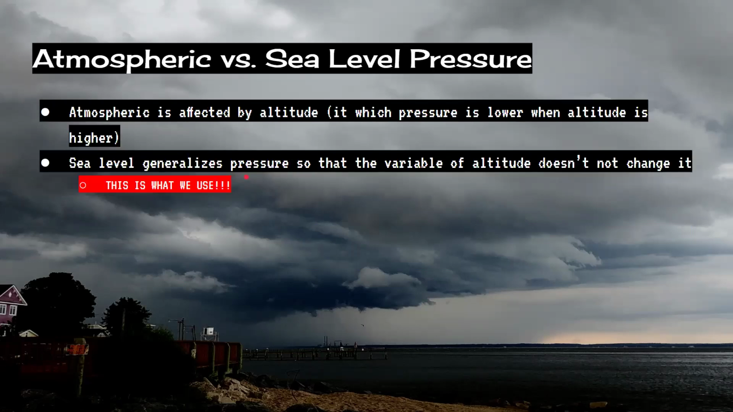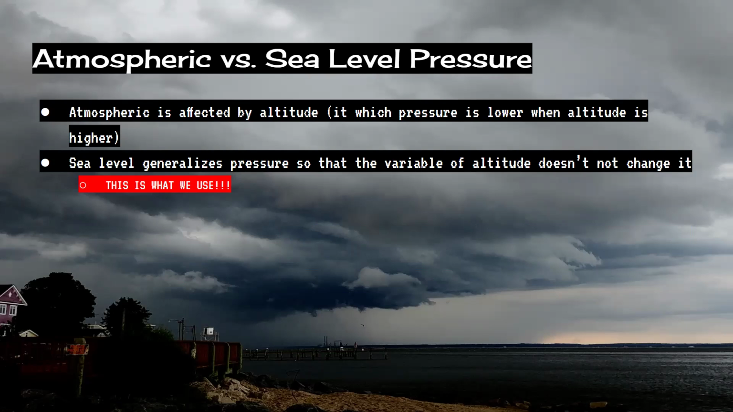Now I already mentioned we have two ways to measure pressure. That's atmospheric and sea level pressure. If we're looking at atmospheric pressure, which is not what we do in meteorology, we are looking at it as it's affected by altitude. I already said pressure is lower when altitude is higher, but can you see how that wouldn't be useful in meteorology?